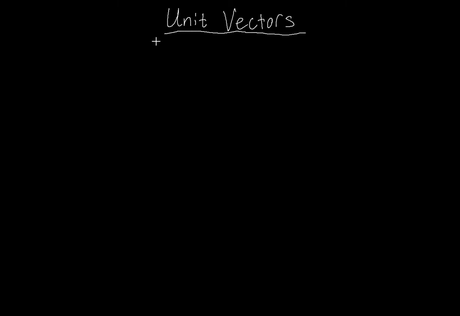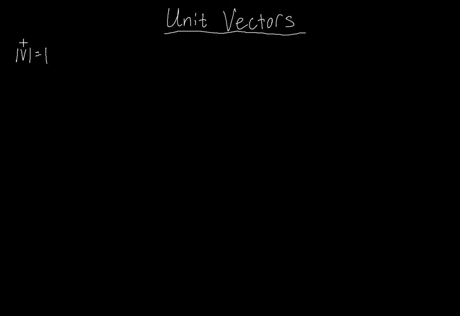So let's take a look at unit vectors. First of all, what is a unit vector? Well, a unit vector is any vector that has a magnitude of 1, because that means it's 1 unit long. Now, it doesn't matter which direction it's pointing in. All that matters is that the magnitude of your vector is equal to 1.